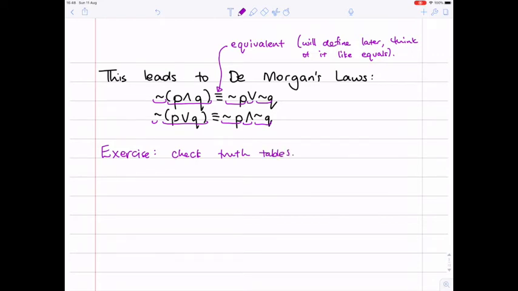So do a truth table for this and a truth table for this and check that they're the same. Then a truth table for this and a truth table for this and check that those two are the same. And I will put these in the final notes so you can double check.